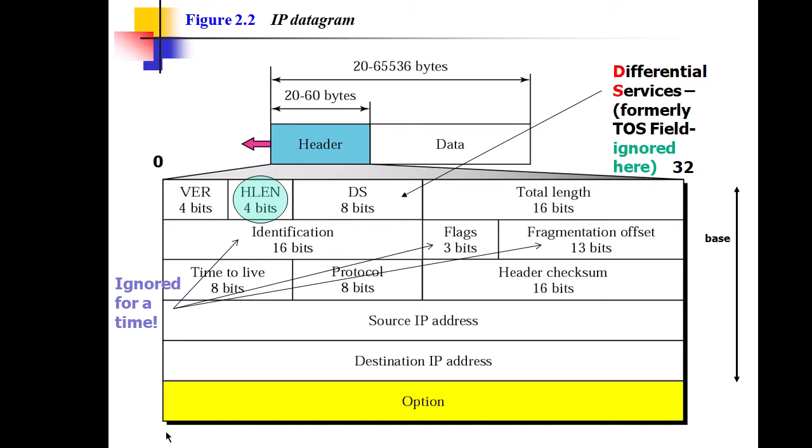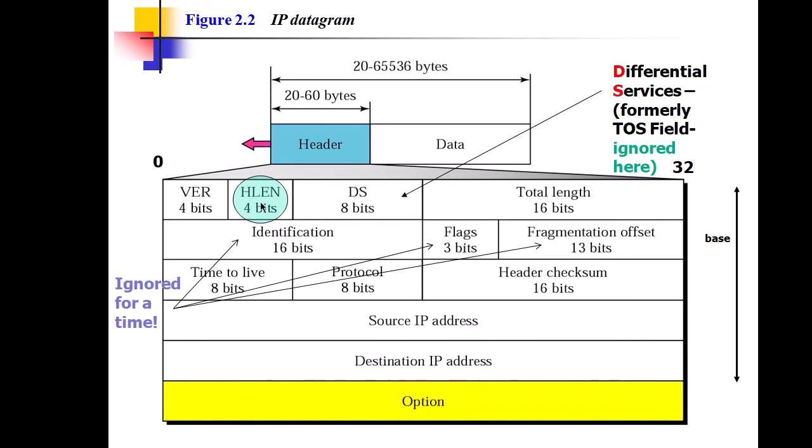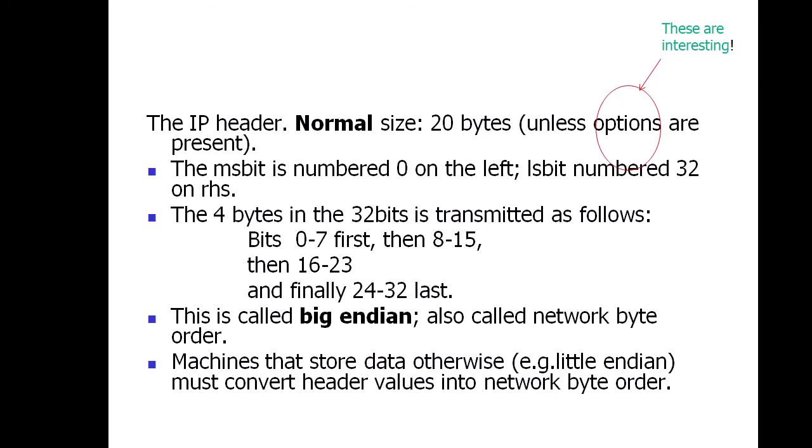So, just moving on a little bit, we've seen the header length field here, 4 bits long, and it just means that the maximum header length is 2 raised to the power of 4 minus 1 times 32 bits divided by 8 to give you bytes, and that results in 60 bytes. So the maximum length of the header is 60 bytes. So normal size is 20 bytes unless options are included.